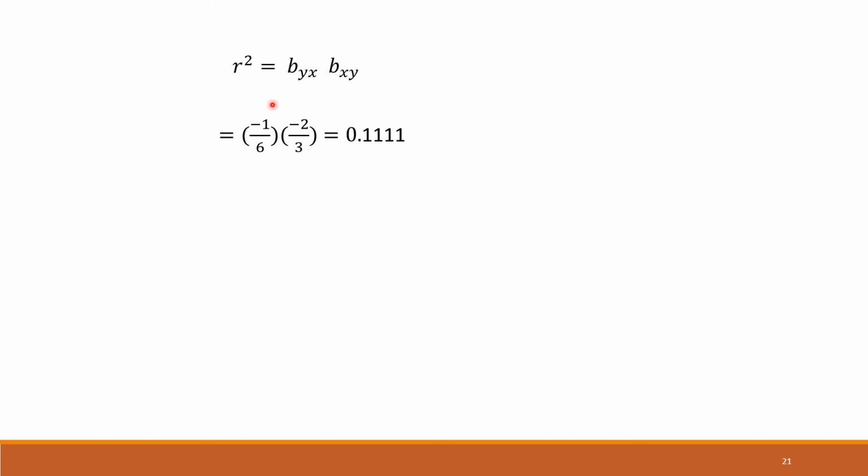So we have byx as minus 1 by 6 and bxy as minus 2 by 3. When we simplify, we get 0.1111. And when we take the square root, we will get 0.3333. But as byx and bxy are negative, our value will be negative. So r is equal to minus 0.3333. This is a very important concept. When byx and bxy are negative, our r value is going to be negative.